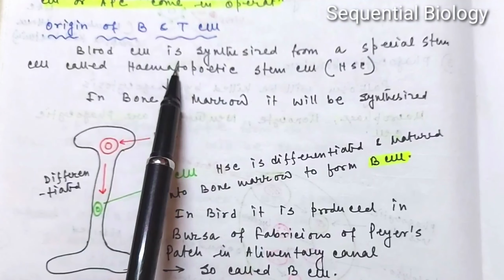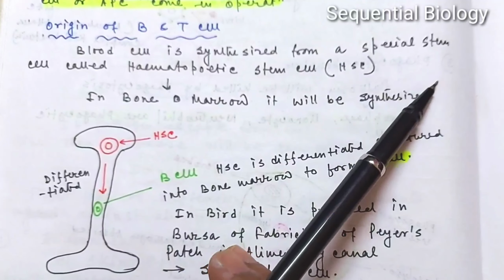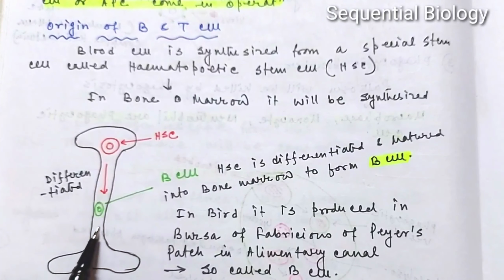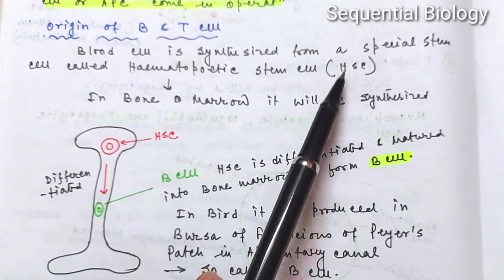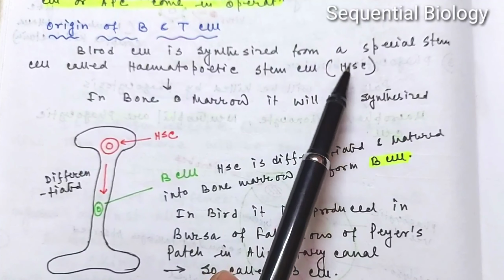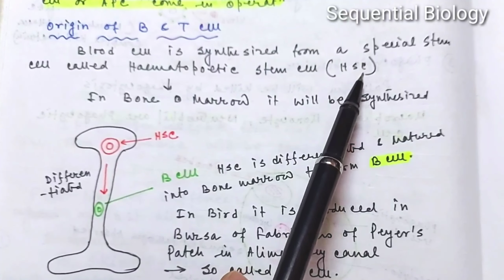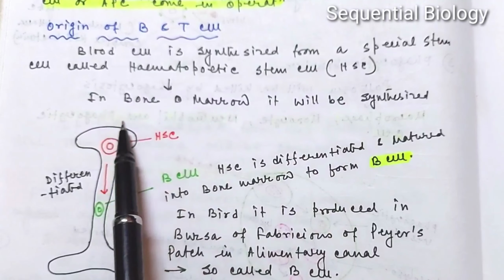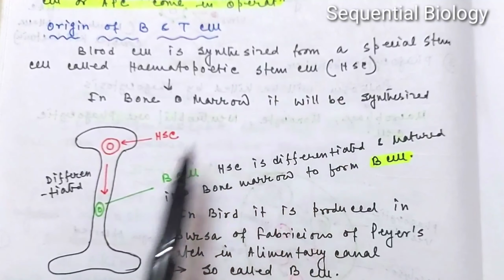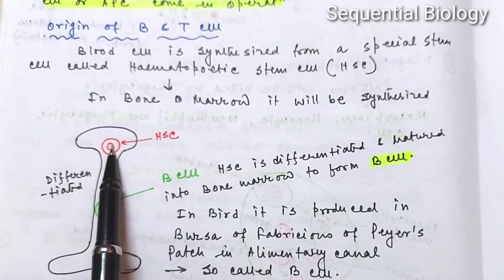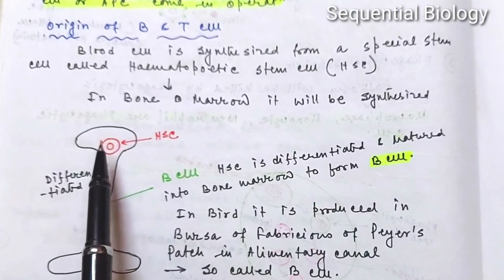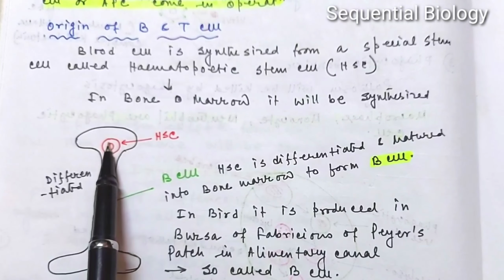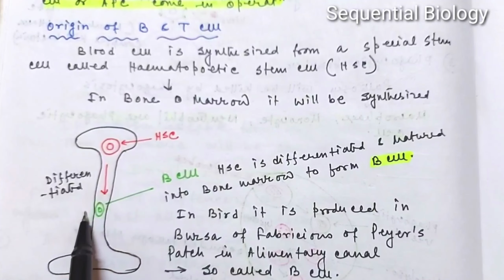Okay, blood cells are synthesized from a special stem cell called the hematopoietic stem cell. In our long bones there is bone marrow, and in this bone marrow the stem cells are present. Stem cells are those types of cells which have 2 properties, division and differentiation. Okay, and in bone marrow this hematopoietic stem cell is synthesized. So this is the hematopoietic stem cell, and as I have told you, it has the property of division and also the property of differentiation.